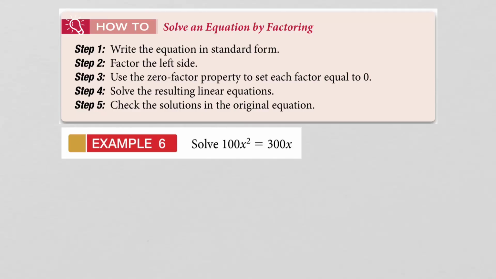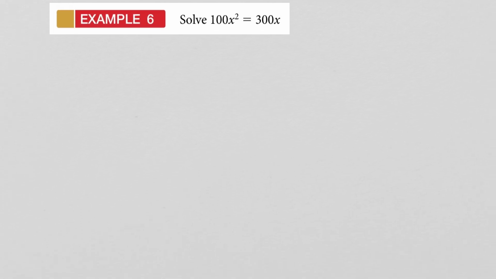So how do we solve quadratic equations by factoring? Well, we write the equation in standard form, which means make sure that it is equal to 0. And then we factor the left side of the equation. After that, we use the zero factor property to set each of the factors equal to 0. That's going to give you multiple simple linear equations. We solve each of those. And then the final step is you could check your answers. So let's take a look at this next example.